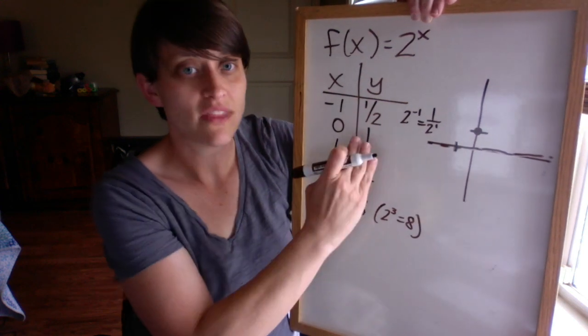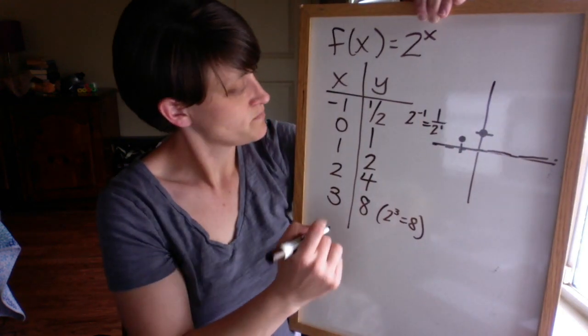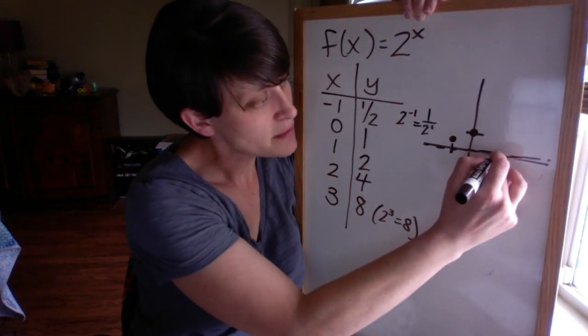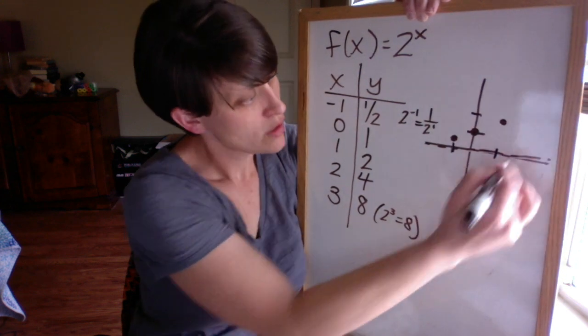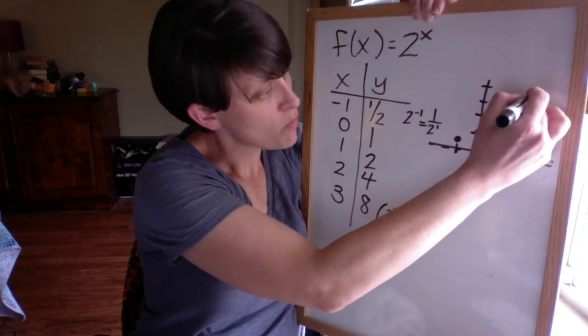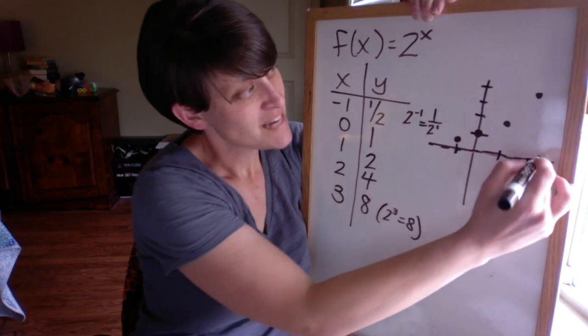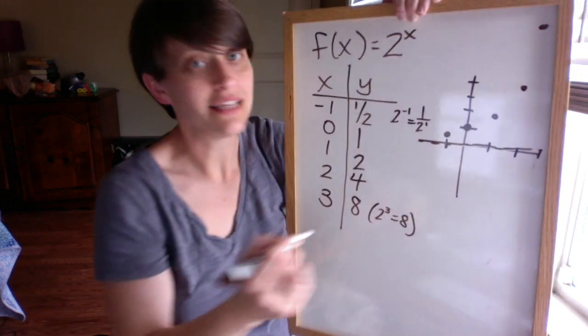So now let's plot these. So we have (-1, 1/2), (0, 1), which we already had, (1, 2), (2, 4), and (3, 8). I'm going to just be really lazy and say that's 8.